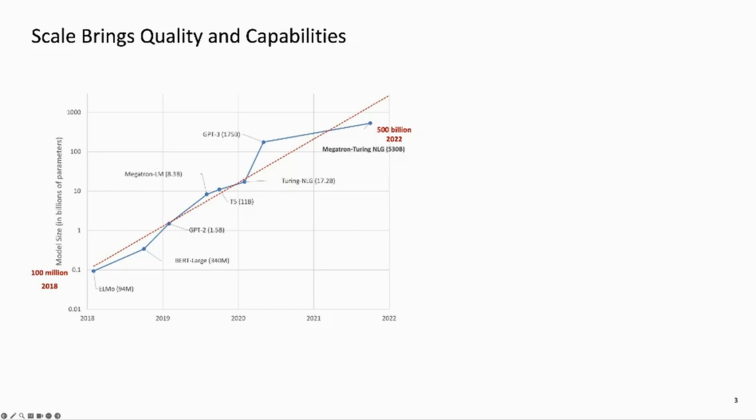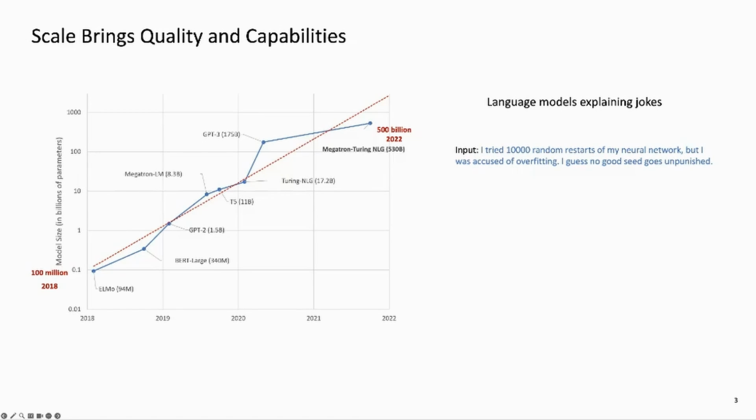But what's really exciting is that it seems to bring new capabilities. Here's an example. I'm sure a lot of you have played with these language models. I'm just trying to get them to explain jokes. The input I type in: can you explain this joke? I tried 10,000 random restarts of my neural network, but I was accused of overfitting. I guess no good seed goes unpunished.